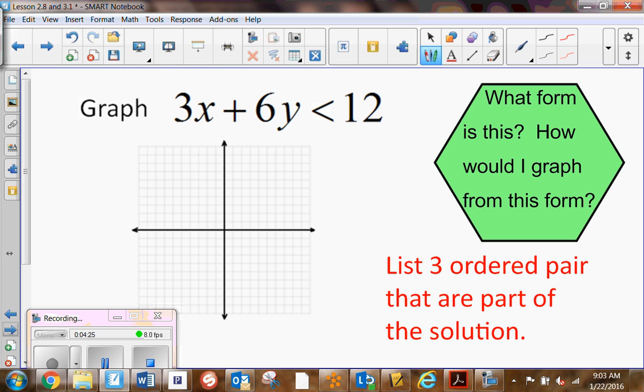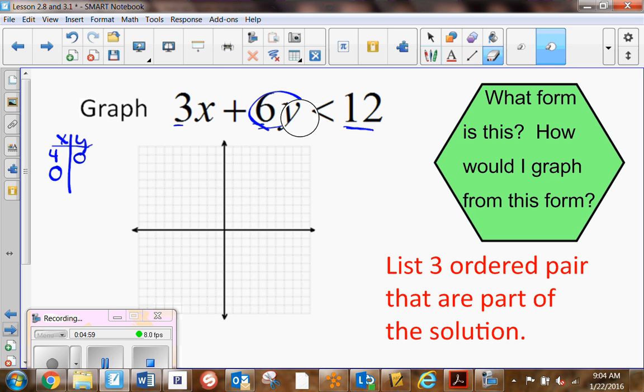What if we're graphing from standard form, which is what this is? Many times in standard form, especially if these two numbers are factors of this number, it makes it very easy to find your x-intercept by plugging a 0 in for y, and find your y-intercept by plugging a 0 in for x. If we stick a 0 in for y, this whole term will go away, and we're left with 3x and a 12, so x has to be 4.